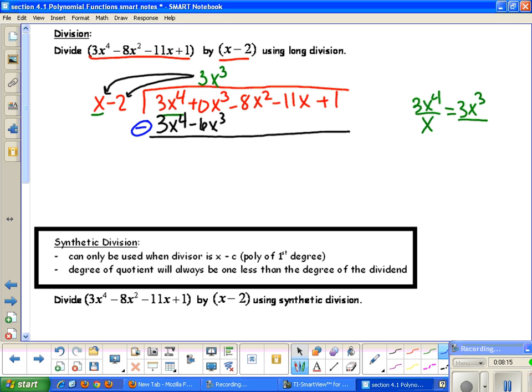When you are subtracting them, I always change all of my signs and circle them to remind myself that I changed them already. And 3x to the fourth minus 3x to the fourth cancels out. And then we're left with 0x cubed plus 6x cubed, which becomes 6x cubed. And then the next step is to just bring the rest of the terms down. So minus 8x squared minus 11x plus 1. And then we're going to do the process all over again. So I'm going to go ahead and erase these lines right here.